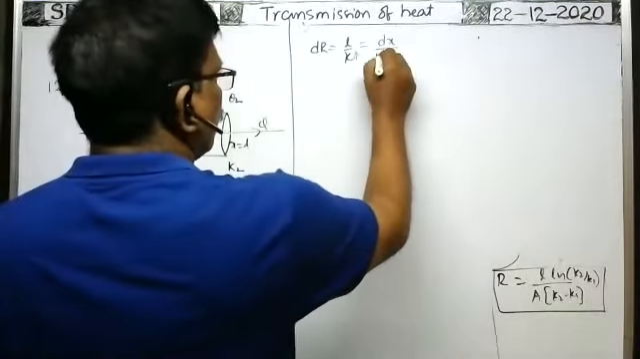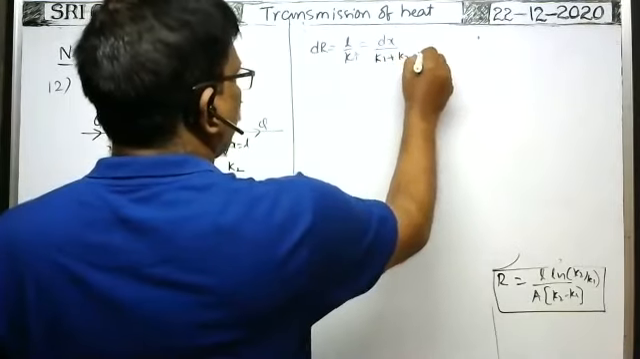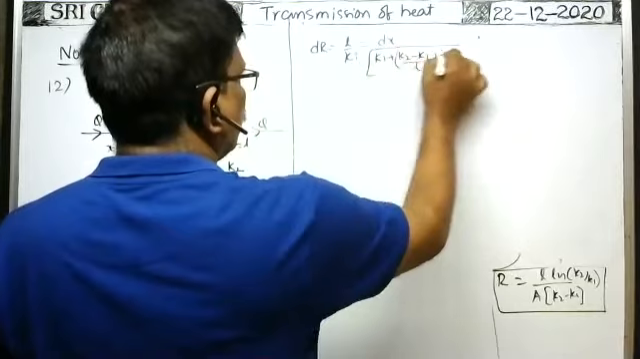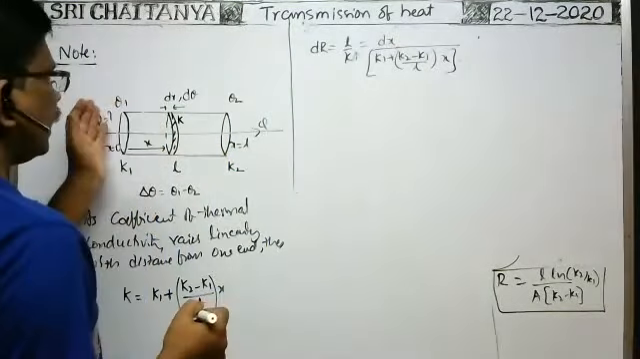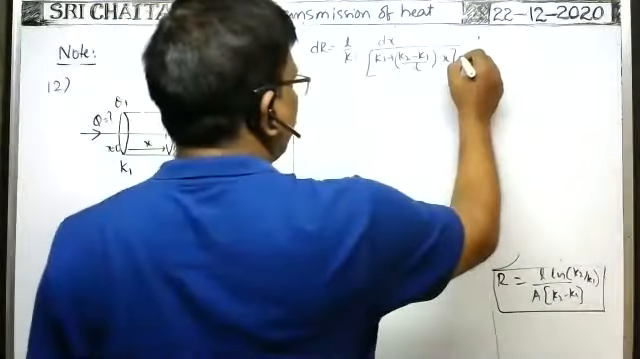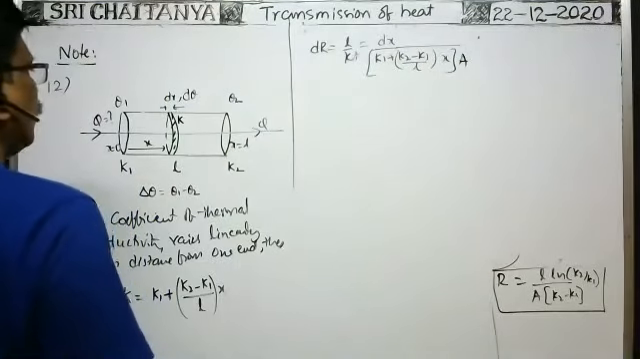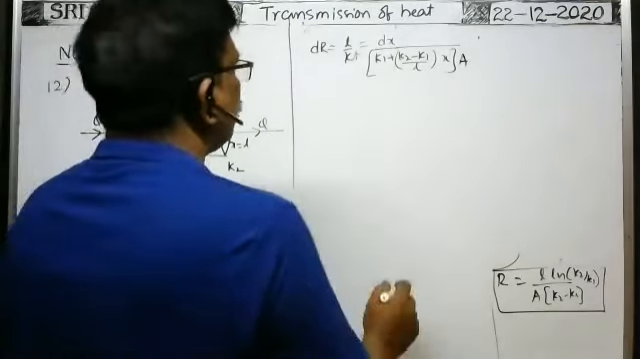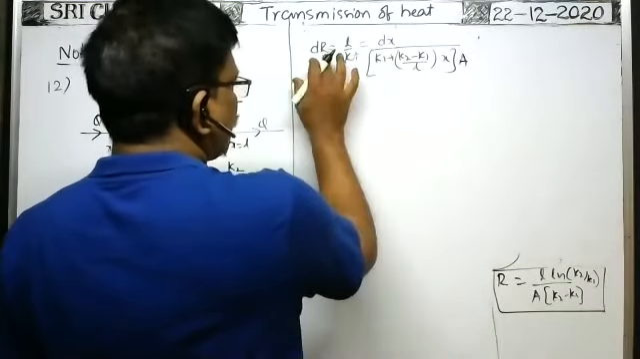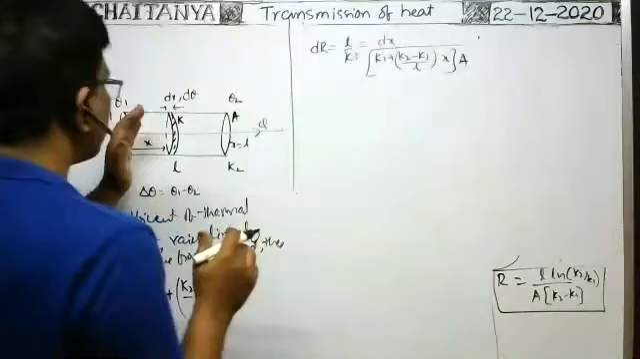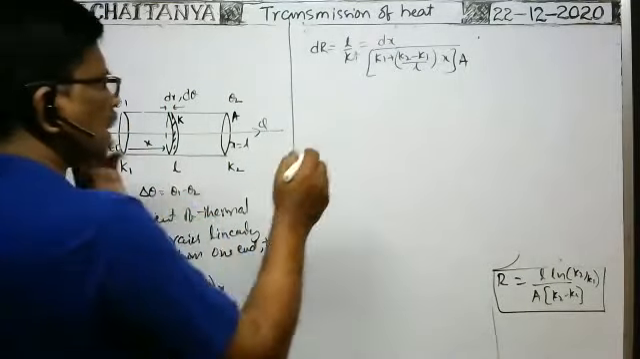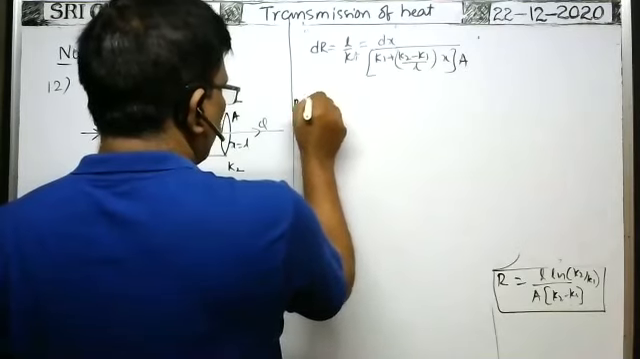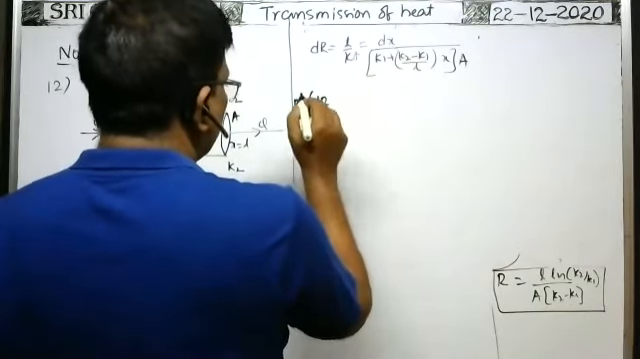You write K1 plus K2 minus K1 by L into X, into area. Area of cross section is same for every element. That's why you can write directly area of cross section A simply. Area of cross section of the rod is equal to capital A. Therefore, it is the thermal resistance of the element. This type of elements can be imagined from one end to other end now. That's why total thermal resistance is integral dR.